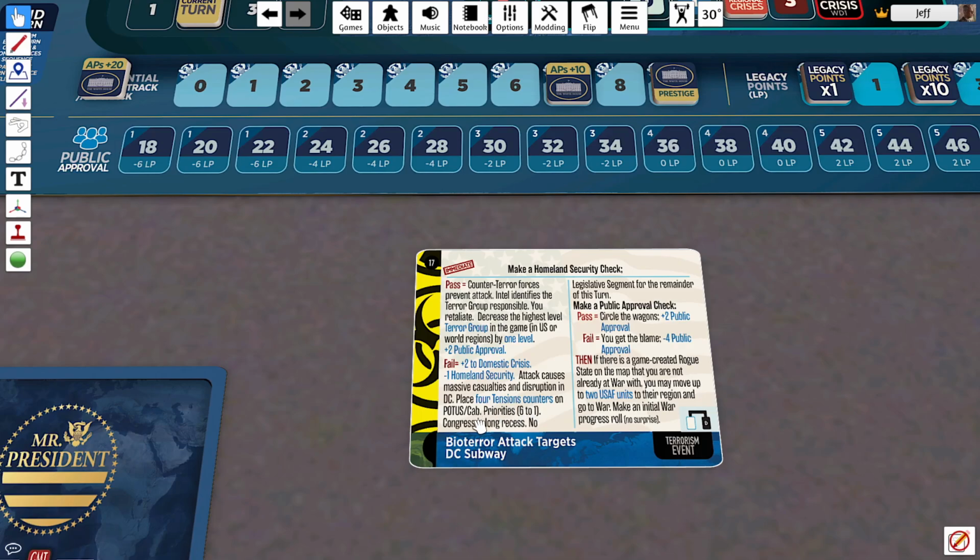Four tension counters on POTUS. They killed him already. Is there nothing I can do to improve this? To be able to roll again? Pay an AP? They're right here. Anything? They are right here. This is ridiculously punishing. All because I rolled poorly. With no possibility of a reroll. Wow.